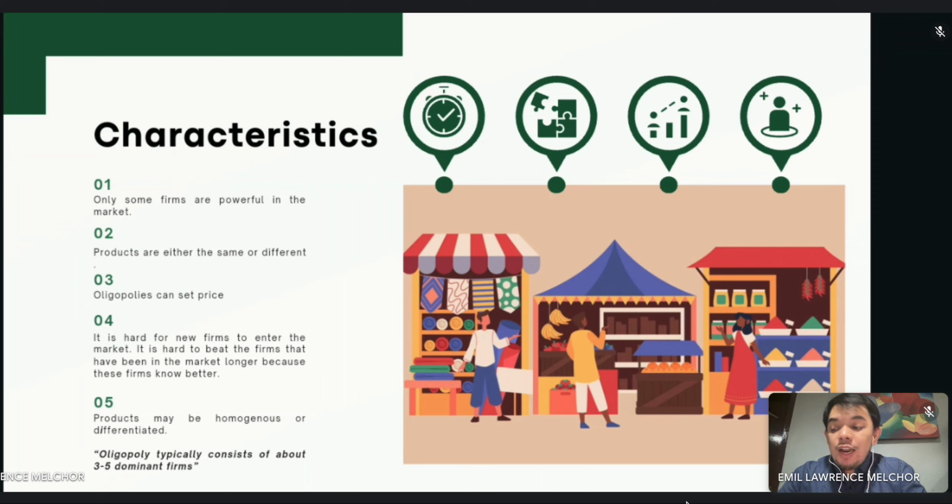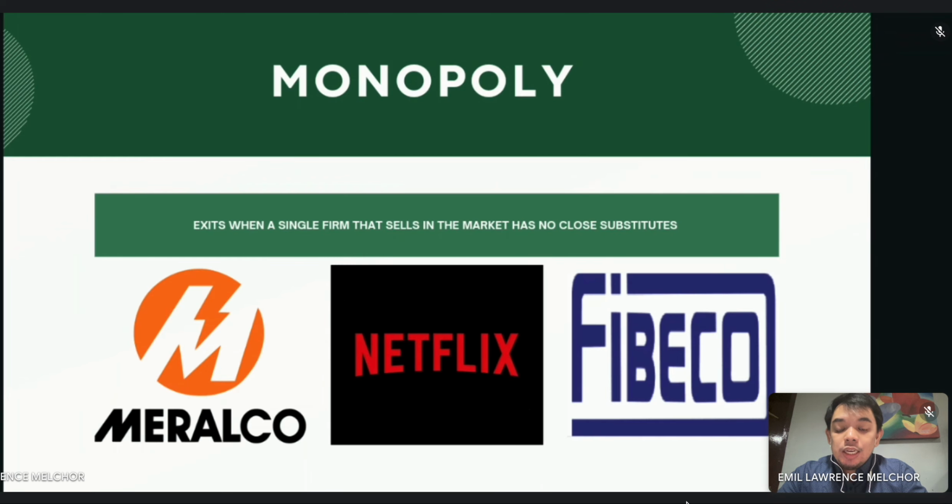Now we are down to the last part, which is monopoly. It states that it exists when a single firm sells in a market and has no close substitutes. So below are the examples. We have Meralco, Febico, and Netflix. Again, these kinds of firms are single and have no competition at all.